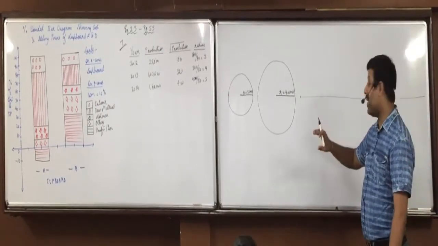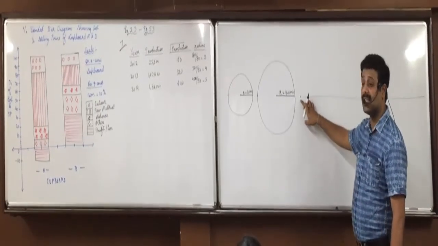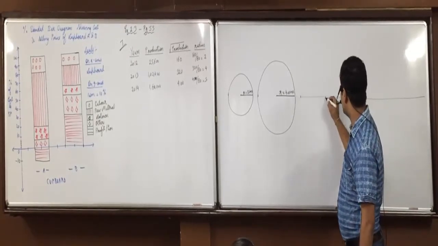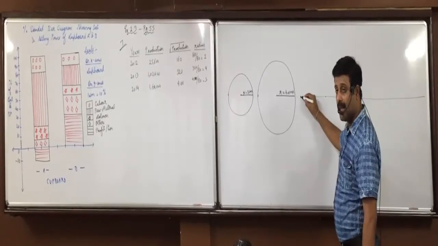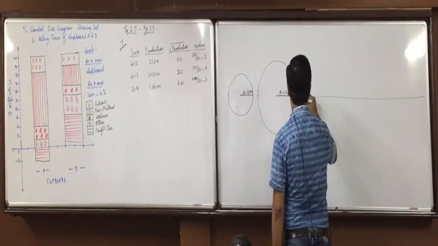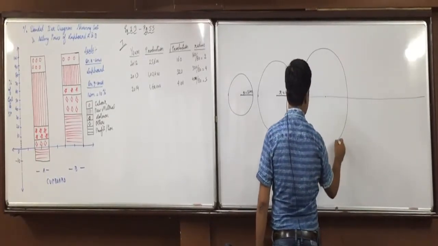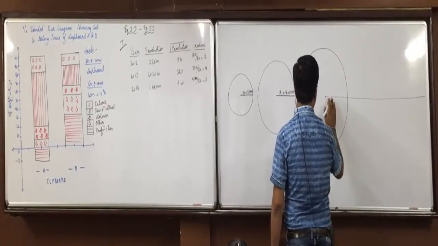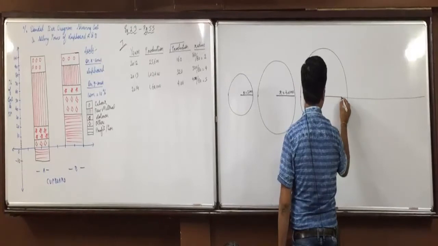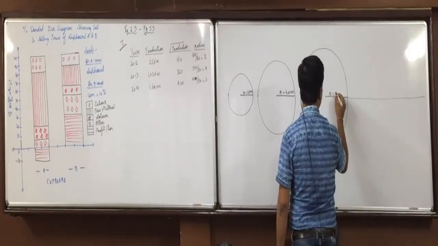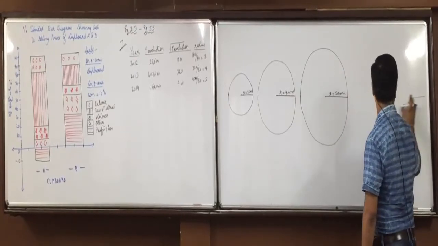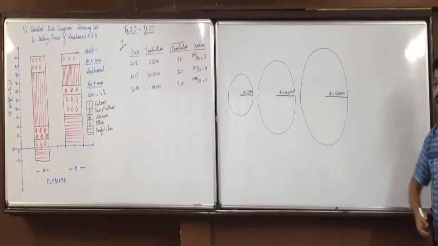Now again, place the pointer and pencil in such a way that the pencil comes up over here, and make a circle with a radius of 5 centimeters. Are you all clear with this?